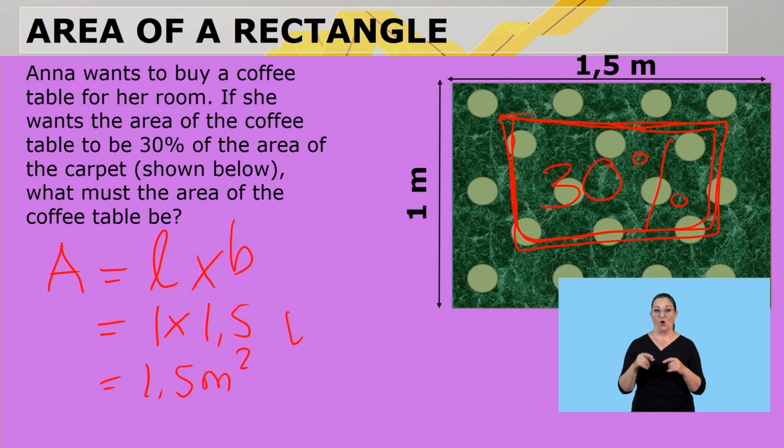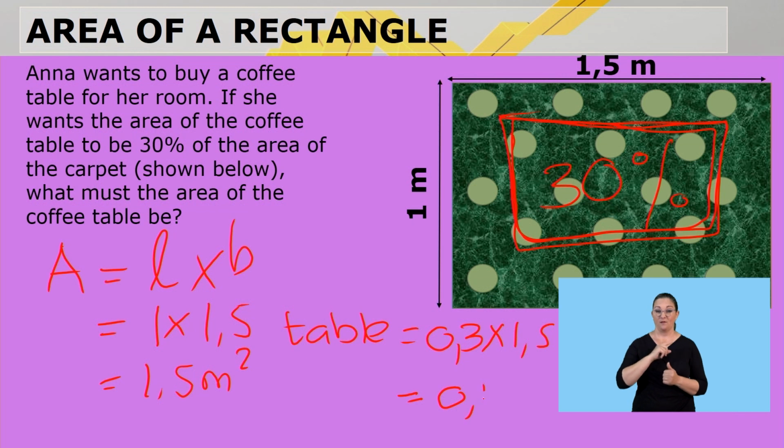And now the table is going to be 30% of it, so it's 0,3 times 1,5, and that is 0,45 meters squared.